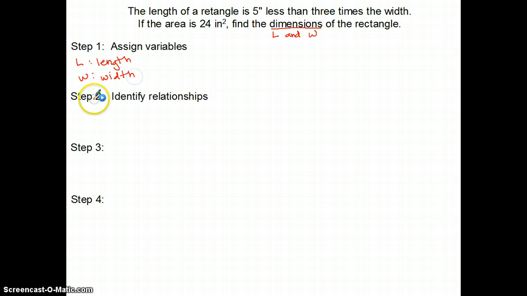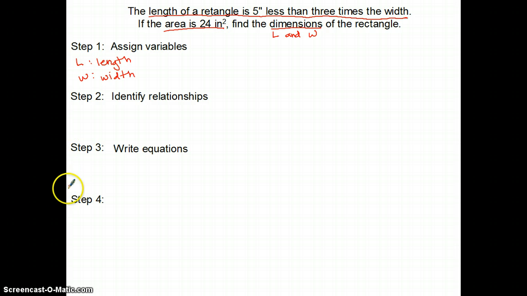Step 2, identify relationships. My first relationship is that the length of a rectangle is 5 less than 3 times the width. So writing an equation for this relationship will come in our next step, step 3. Our second relationship is that the area is 24 square inches.